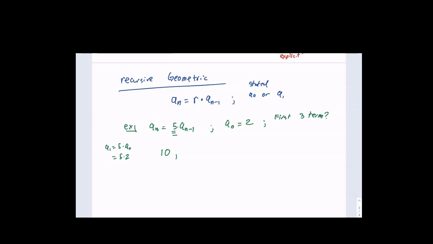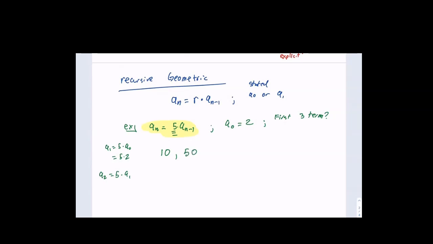So let's look at this formula. The formula says take my previous term and multiply it by 5. So to find A2, I take 5 and I multiply it by my previous term. Oh, so it will be 50. 50 times 5. There's no pluses.